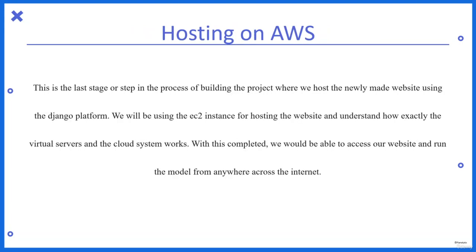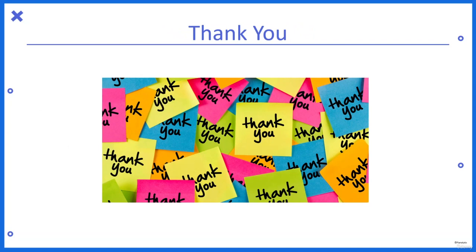Now, this is the last step, which is where we host the newly made website using Django. We build the website using the Django platform, but we host the website with the help of AWS. That's a little misleading, but we will be using the EC2 instance for hosting the website and understand how exactly the virtual servers and the cloud system works. With this completed, we would be able to access our website and run the model from anywhere across the internet. So let's now move forward to the first step where we're going to build the model, or more appropriately, where we're going to train our DenseNet model through our own dataset.